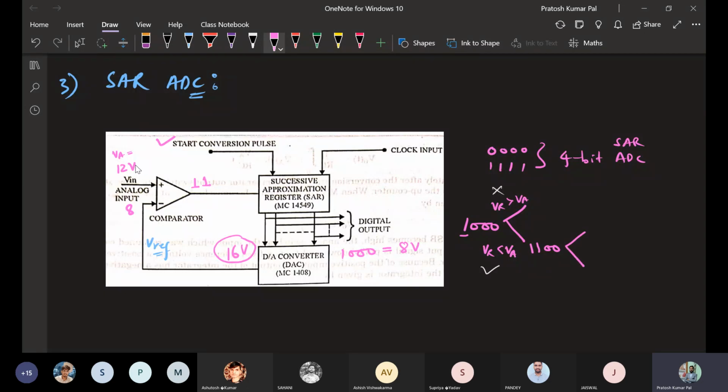Now there will be two possibilities: the reference is less than the analog voltage, or it is greater than the analog voltage. Okay. So here, if it is 1100, this will come out to be the reference divided by 16 plus the reference divided by 8.